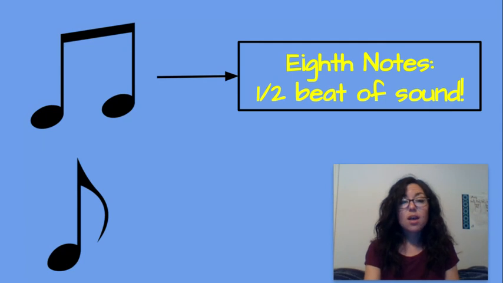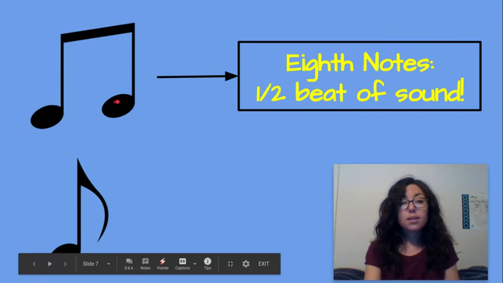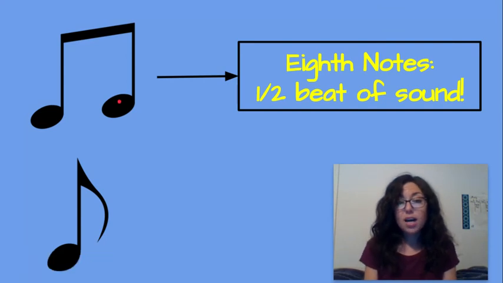So this note, the same as 1 of these. So on top we have a pair of eighth notes. At the bottom you have one single eighth note, just half a beat of sound.